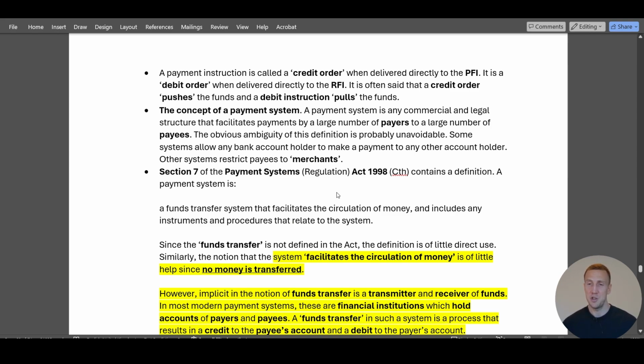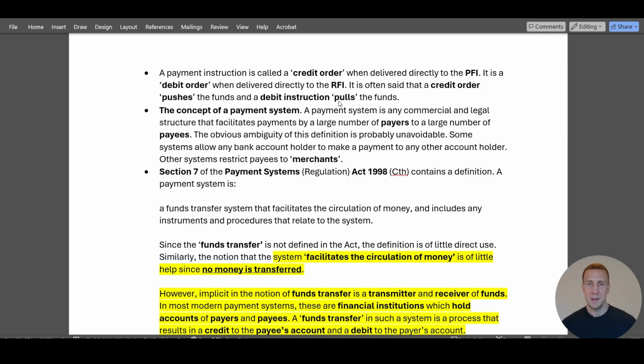Very important, bank-customer relationship, and what are we actually dealing with? It's debts, credits owed to you on an account the bank is keeping on their ledger, which through the eyes of a banker is a debt it owes to the public or to the account holders in this special debtor-creditor relationship. A payment instruction is called a credit order when delivered directly to the paying financial institution. It is a debit order when delivered directly to the receiving financial institution. It is often said that a credit order pushes the funds and a debit instruction pulls the funds.